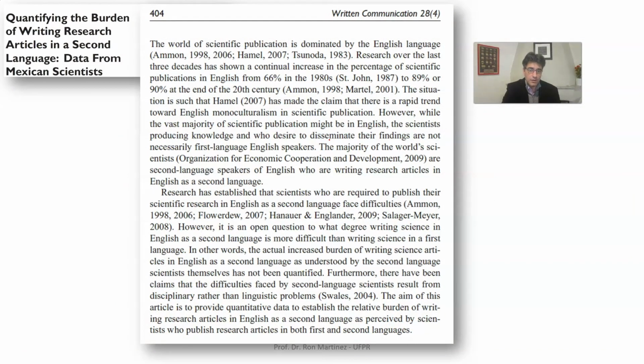So we've seen this article before, Quantifying the burden of research articles in a second language: data from Mexican sciences. So you remember the introduction, right?